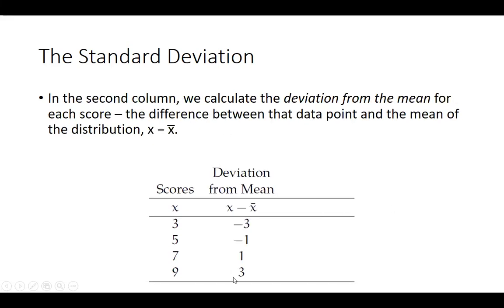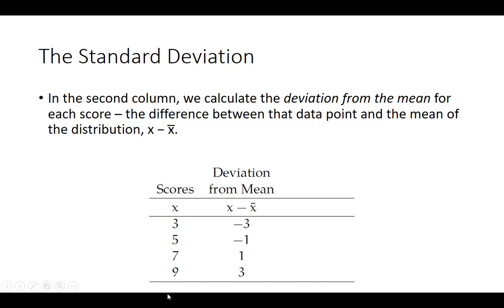In the second column, we calculate the deviation from the mean for each score, and that would be the difference between that data point and the mean of the distribution. So we take our x and we subtract x bar, the score minus the mean. The mean, remember, was 6. So for 3, we go 3 minus 6 is negative 3. For 5, we go 5 minus 6 is negative 1. For 7, we go 7 minus 6 is positive 1. And for 9, we go 9 minus 6 is positive 3.